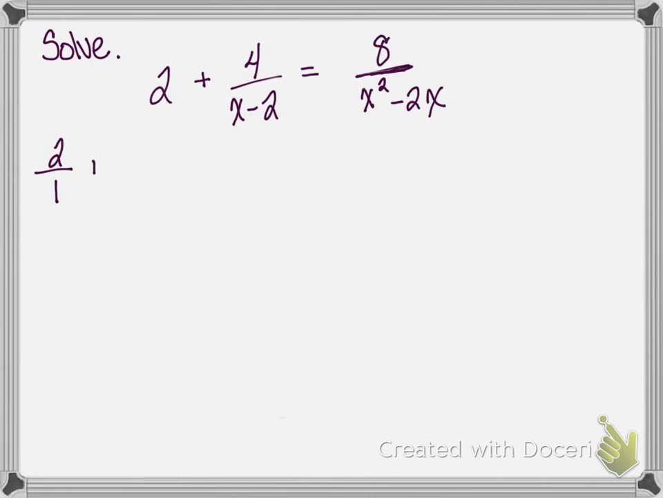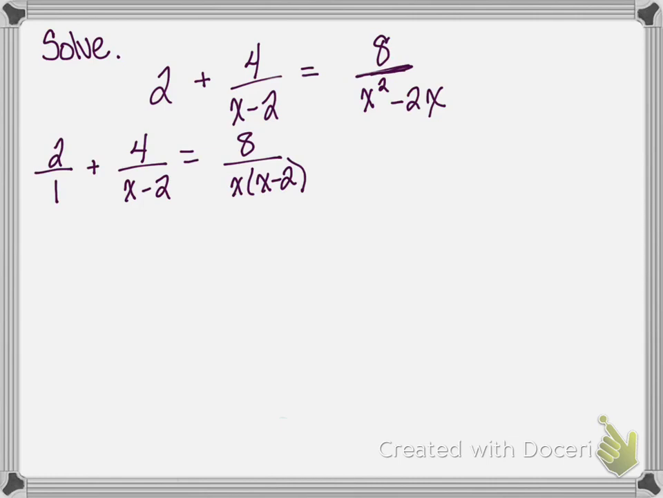Then I'm going to have 4 over x minus 2. Can the x minus 2 be broken down any? No. Then I have 8 over x squared minus 2x. That can be broken down, and I'm going to factor out an x, and I have x times x minus 2.